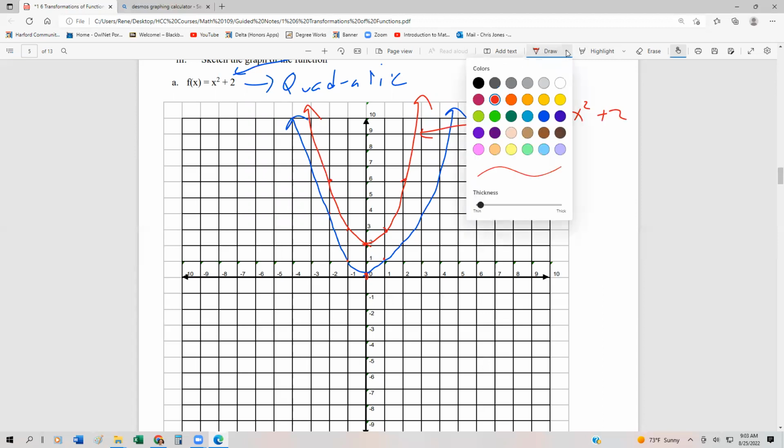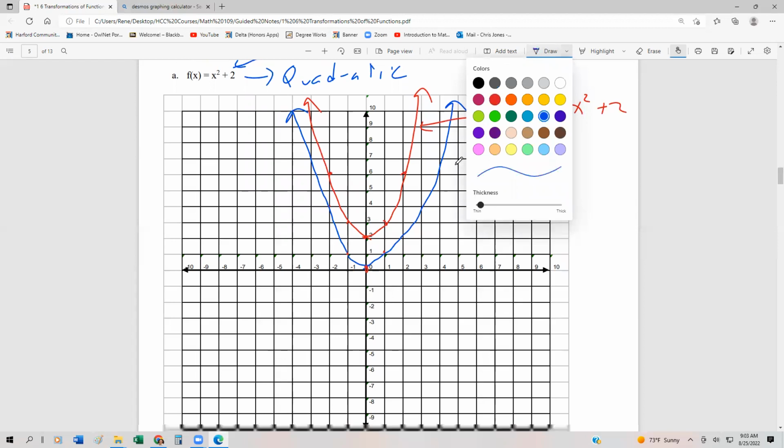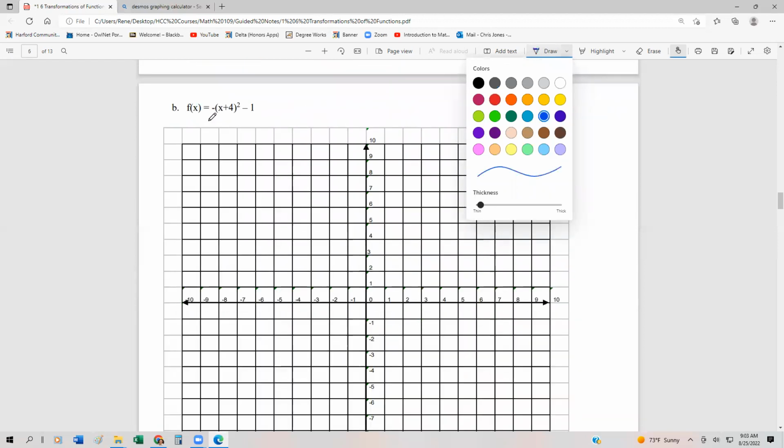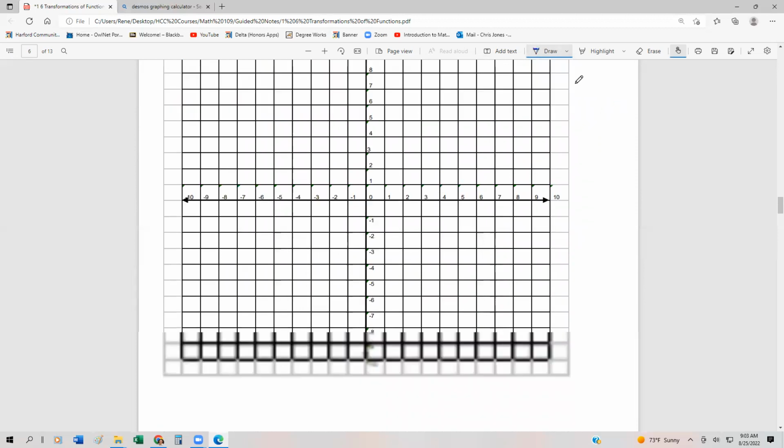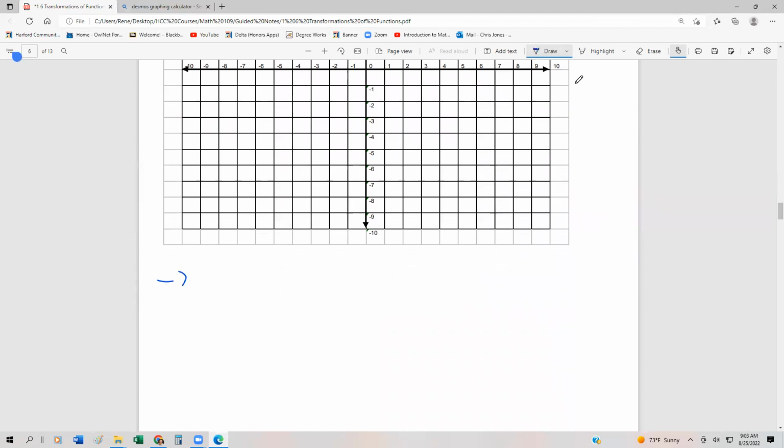A secondary example, let me go back to the original color. This time we have the opposite of x squared plus 4 squared minus 1. Now, first of all, again, we have to name the parent function. Okay, so again, we have a square, so it's going to be quadratic.